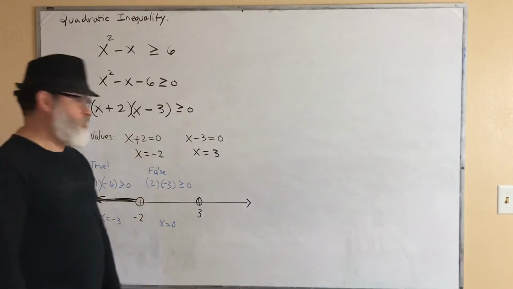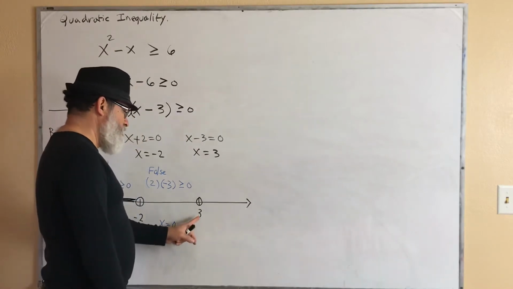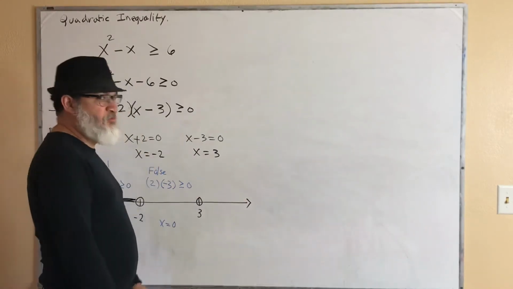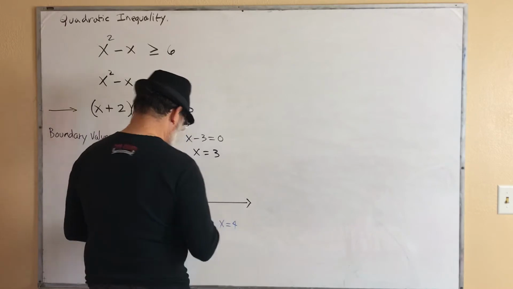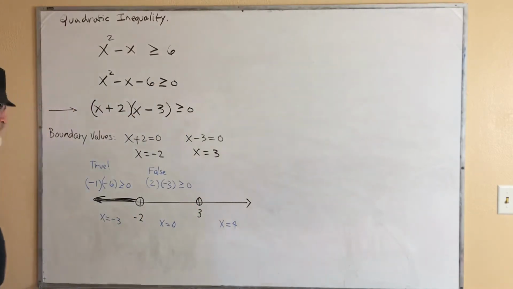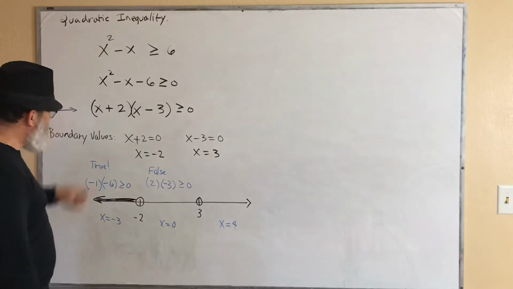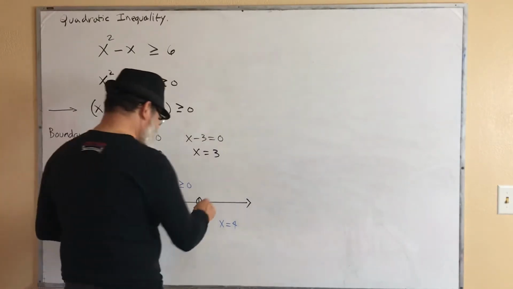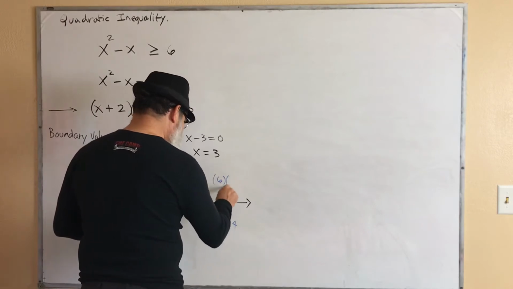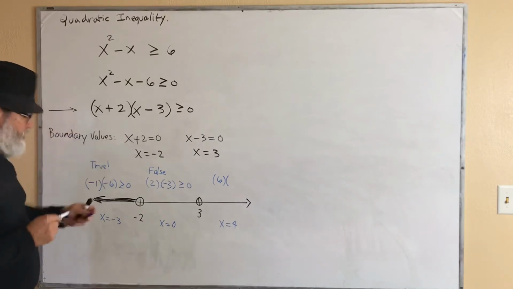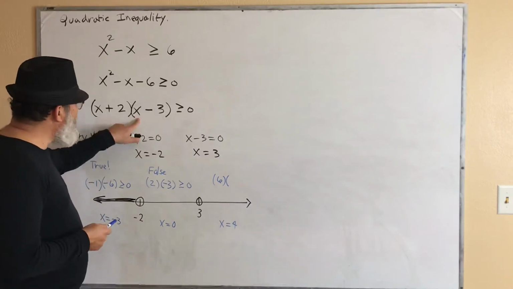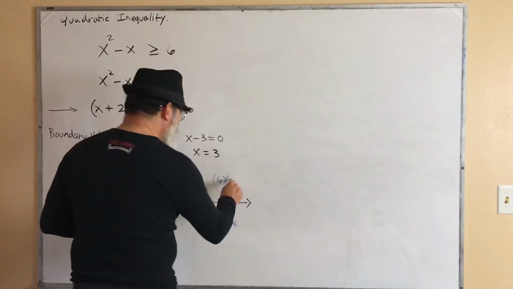Try the next one. What's a value to the right of 3? 4. So try x equals 4. X equals 4. Okay. Plug it into the factor inequality. What's 4 plus 2? 6 times. Because it says times, look, 4 plus 2 and then times. What's 4 minus 3? 1.